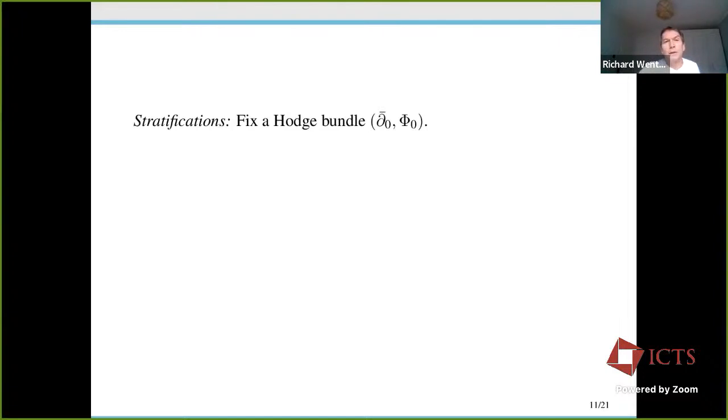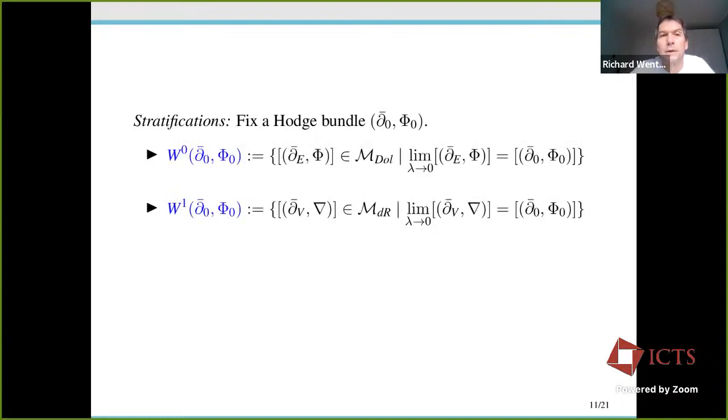Okay, so finally, let me state what these stratifications are then. So let's fix a Hodge bundle. We fix a fixed point of the C star action, and we want to look at, in the Morse theory sense, the stable manifold of this. So everything that flows into this under the C star action. On the one hand, we can look at that on the Dolbeault side, and on the other hand, we can look at it on the de Rham side. So those are two objects.